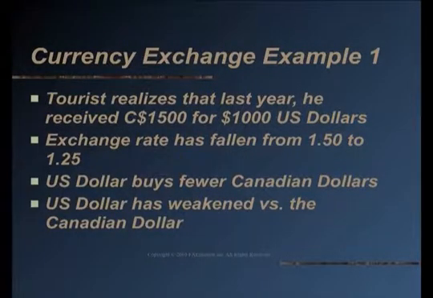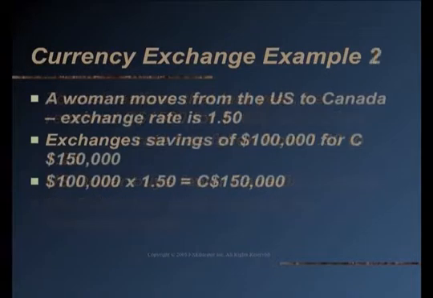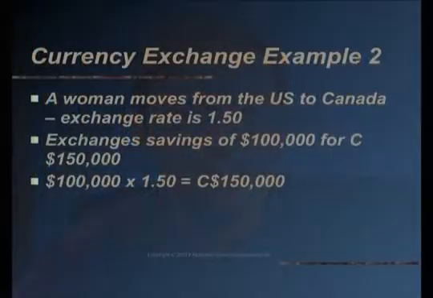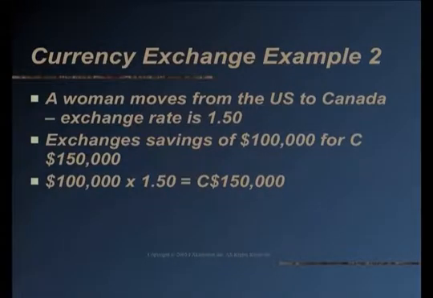Let's take a look at a similar situation. This time, let's suppose that a woman moves from the United States to Canada. The exchange rate is 1.5. So let's assume this person believes she'll be staying in Canada from now on. So she's going to exchange her entire savings from US dollars over to Canadian dollars. She takes 100,000 US dollars, her nest egg, and exchanges it for 150,000 Canadian dollars. So obviously the exchange rate is 1.5.